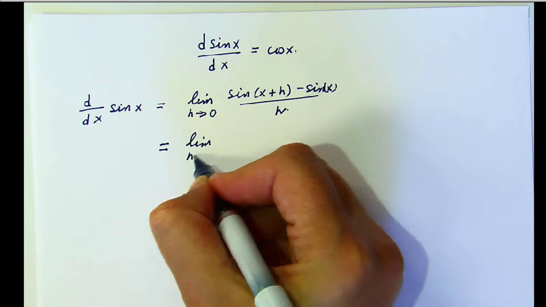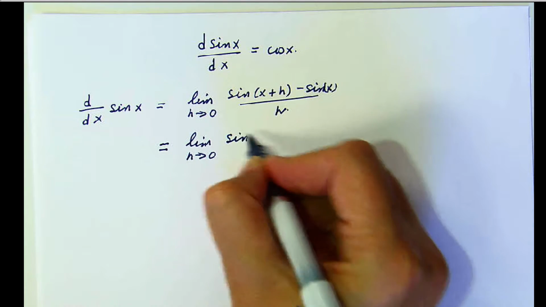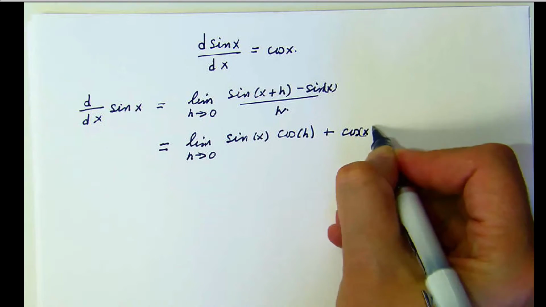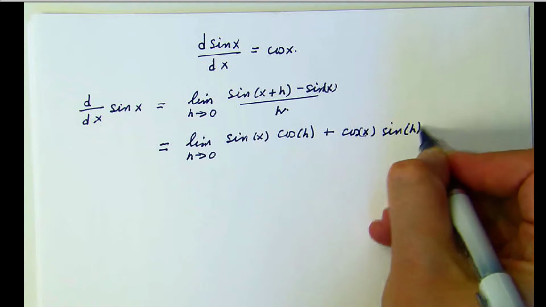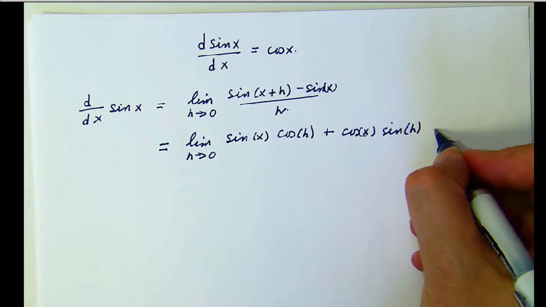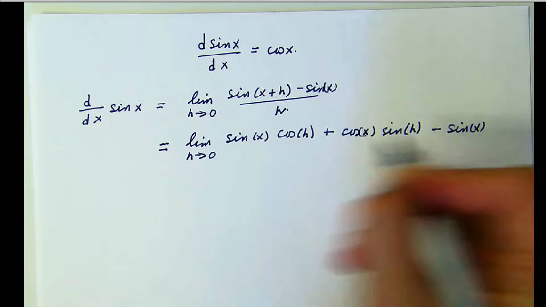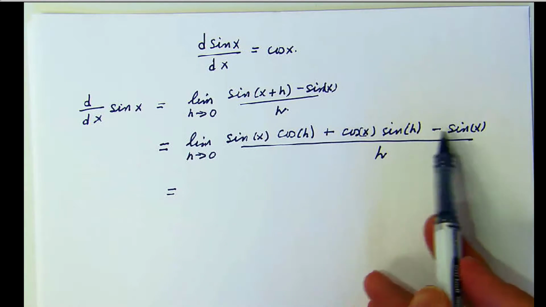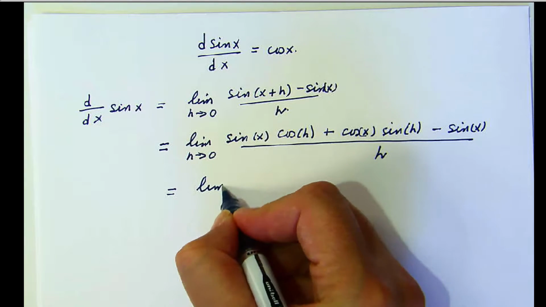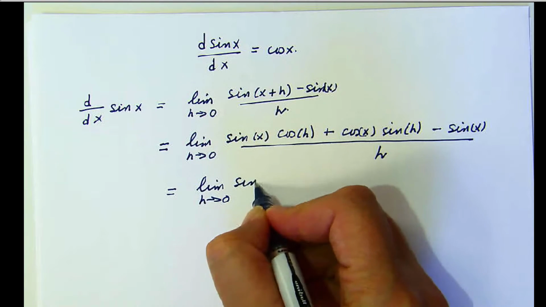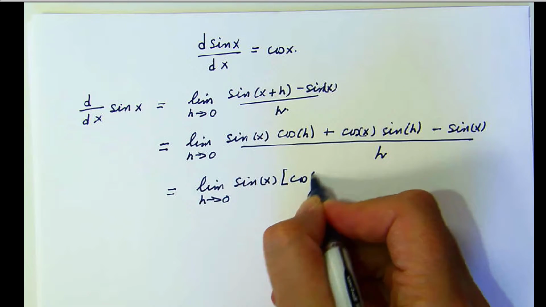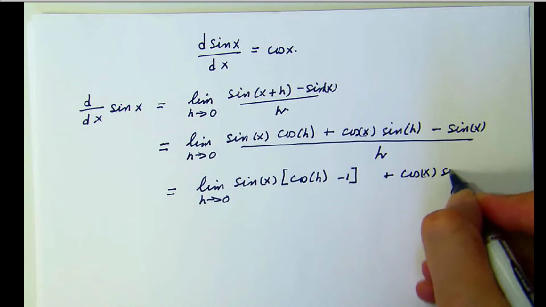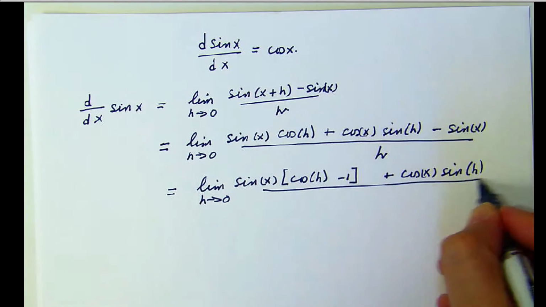So this is the limit as h goes to 0 of sine of x cosine of h plus cosine of x times sine of h. And all of that is just sine of x plus h minus sine of x all over h. And now I can pull a sine of x out of these two terms, and this is the limit as h goes to 0 of sine of x times cosine of h minus 1 plus cosine of x times sine of h all over h.